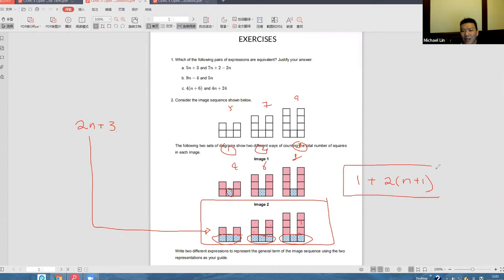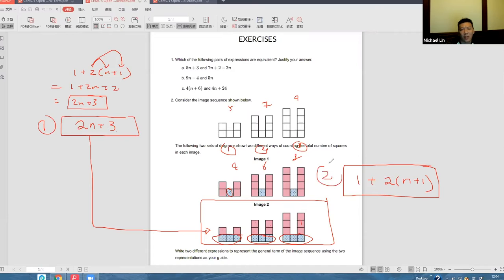And again, if we expanded it, you'll see that these two are equivalent. Okay, 1 plus 2 times n plus 1 is equal to 1 plus 2n plus 2. Again, if you don't know the distributive property yet, you'll learn it in school. And then that equals 2n plus 3. So these two are equivalent. So on the test, if the teacher asks you to write two different ways of writing it, your first answer should be this one, and then your second answer can be this one. Does that make sense? 1 plus 2 times n plus 1.